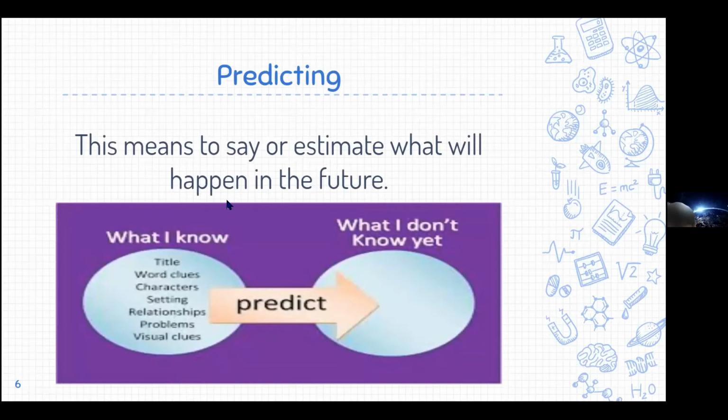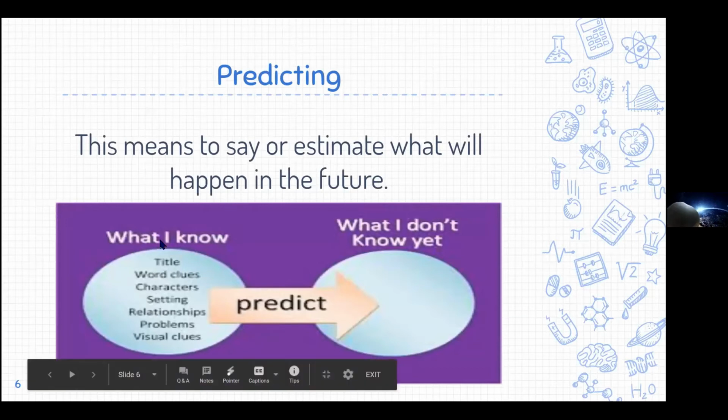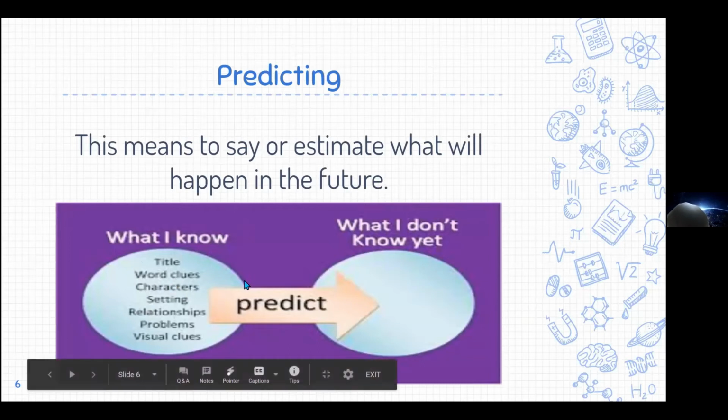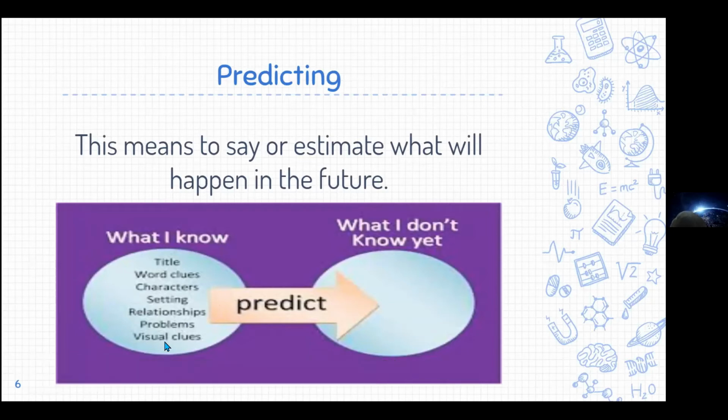So if you were to think about reading a book, okay? When you're reading a book, you think about all the things that you know. You think about the title, the name of the book. You think about word clues that have happened in the book as well. You think about characters, who they are and what they've been doing. The setting, where it is. You think about the relationships, how people are interacting with one another in the book. You think about the problems that they've had. And you think about the visual clues, things that you've seen or things that you can imagine have happened.